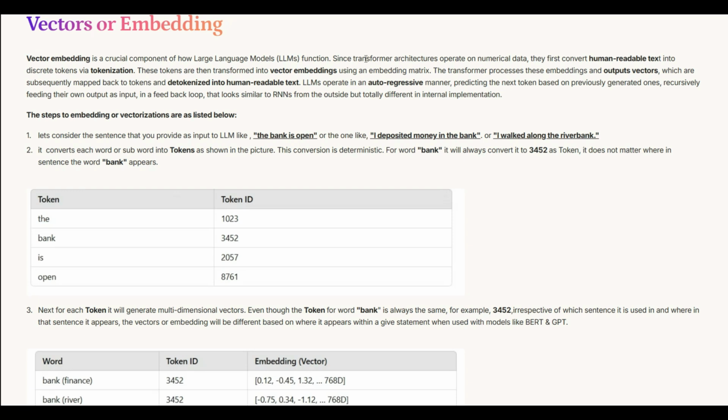Since transformer architectures operate on numerical data, they first convert human-readable text into discrete tokens via tokenization. These tokens are then transformed into vector embeddings using an embedding matrix. The transformer processes these embeddings and outputs vectors, which are subsequently mapped back to tokens and detokenized into human-readable text. LLMs operate in an autoregressive manner, predicting the next token based on previously generated ones, recursively feeding their own output as input in a feedback loop that looks similar to RNNs from the outside but is totally different in internal implementation.